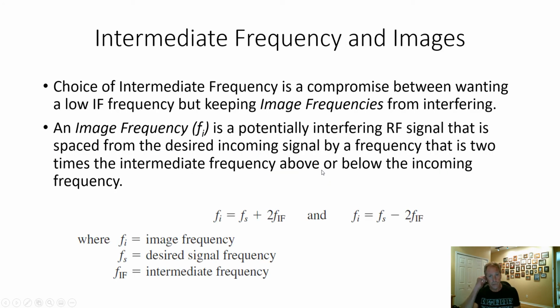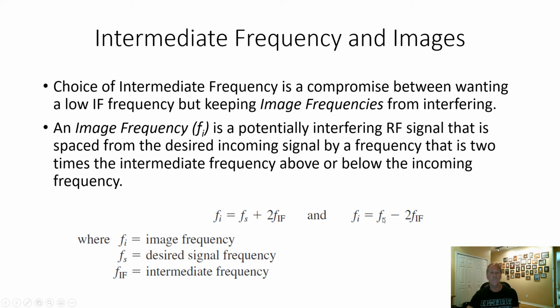Now the problem, there's only one problem with these IF receivers, is that you can get image frequencies. An image frequency is a frequency that occurs at 2 times above and below the signal frequency, 2 times the intermediate frequency. Okay, so if you have 10.7 megahertz, for example, that'd be what, 21.4 megahertz above and below the signal frequency. The problem is that's kind of close to what you are trying to listen to, the signal frequency.